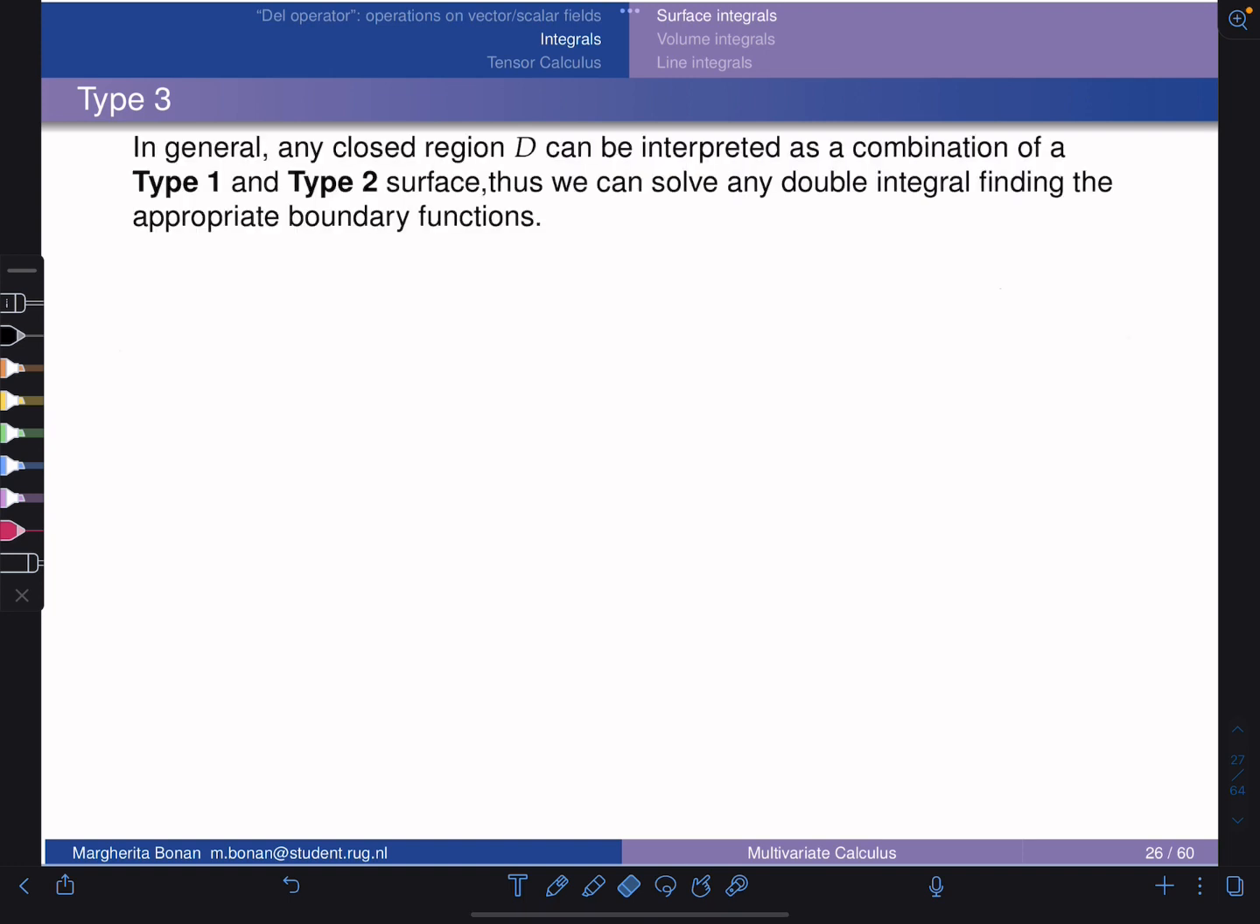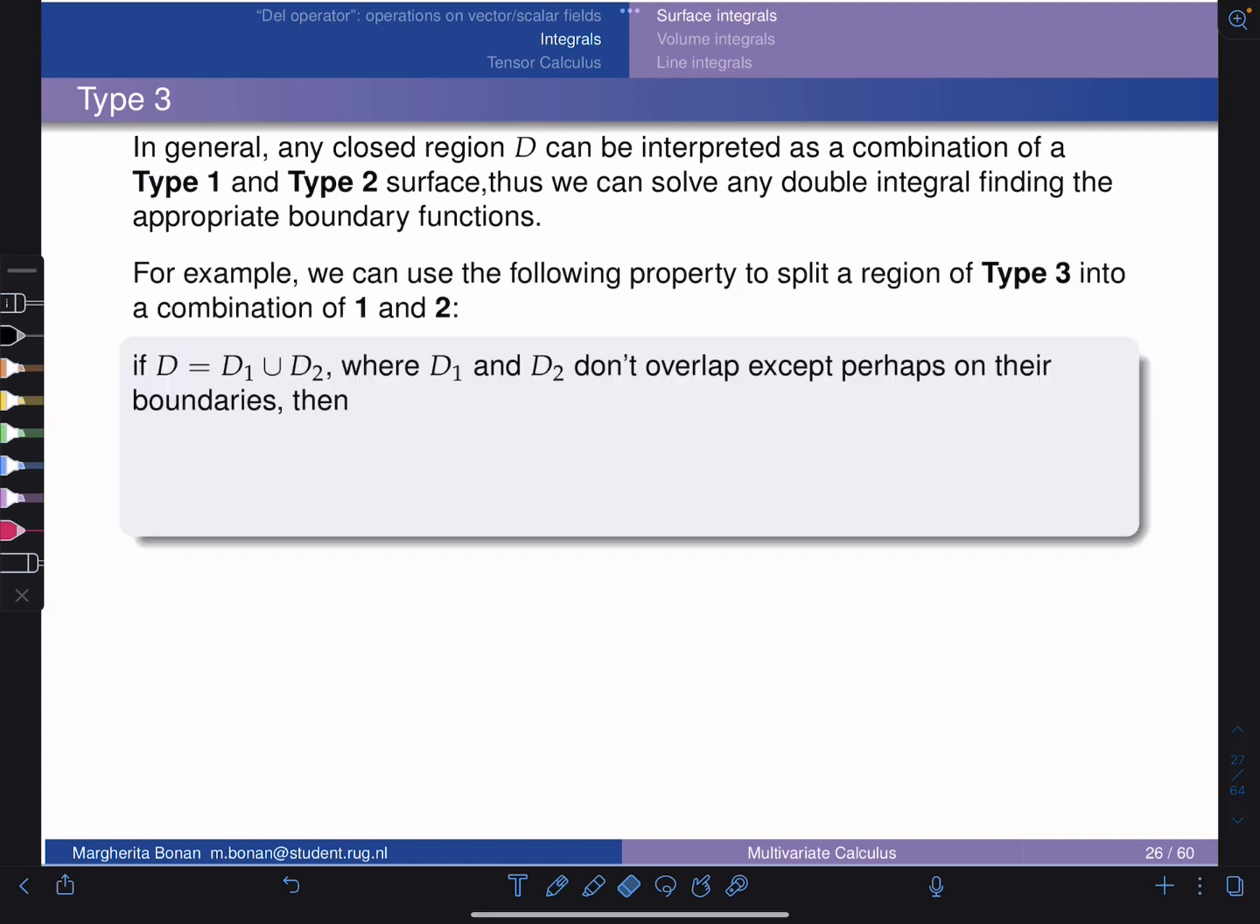In general, we have that any closed region D can be interpreted as a combination of a type 1 and type 2 surface. We can then find any double integral by imposing the appropriate boundary conditions. For example, if we have a region of type 3, we can use this property to split it into a combination of type 1 and 2.